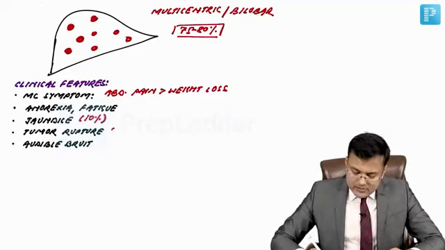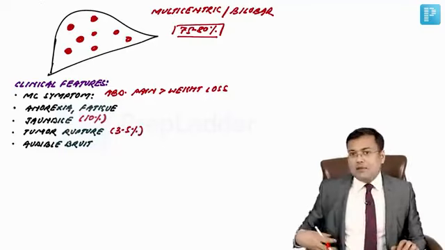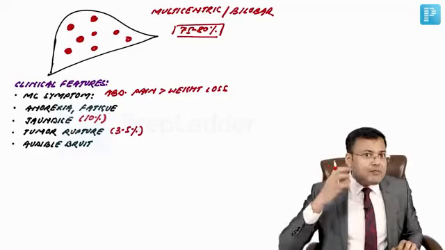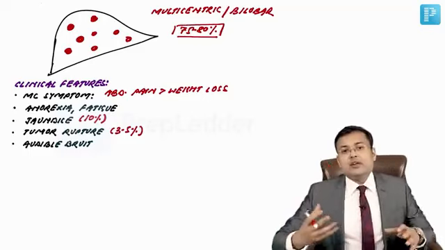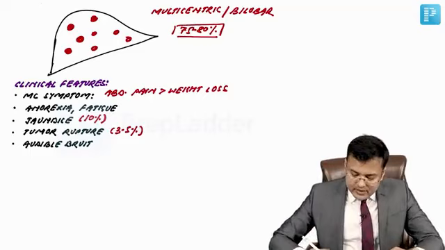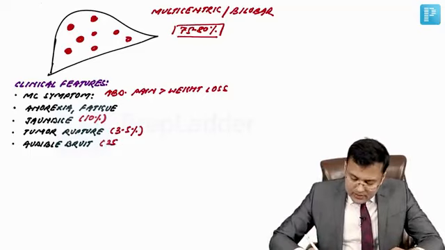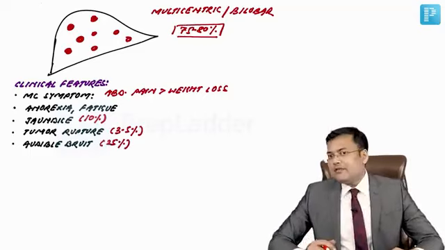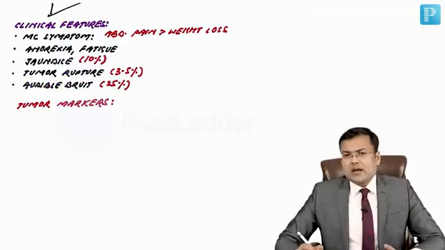Clear? There is anorexia, fatigue. Jaundice is seen in what percentage of patients? 10%. Tumor rupture occurs in 3 to 5% of patients. The tumor is hypervascular. That's why whenever we put our stethoscope, there is an audible bruit. You can hear an audible bruit in how many patients? Approximately 25% of patients.